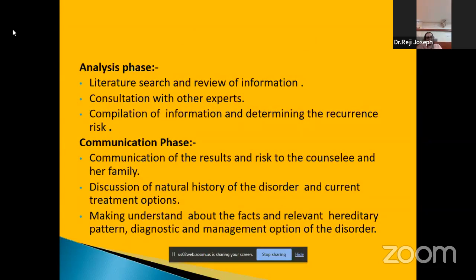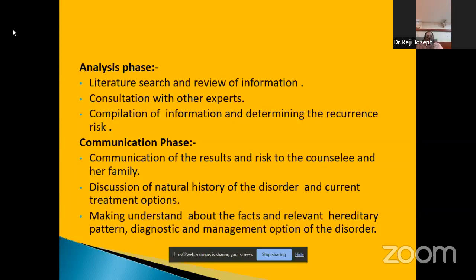Analysis phase, in which we take a literature search or review of information, and we consult the experts, and we compile the information and determine the recurrence risk. Next is the communication phase, in which we communicate the result and risk to the counselee and his or her family, and discuss the natural history of the disorder and the current treatment options. And we have to make them understand the facts of the relevant hereditary disorders, and we have to know how to manage this disorder.